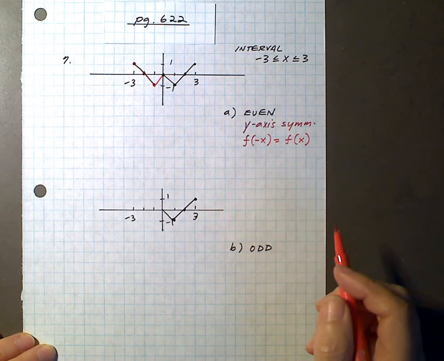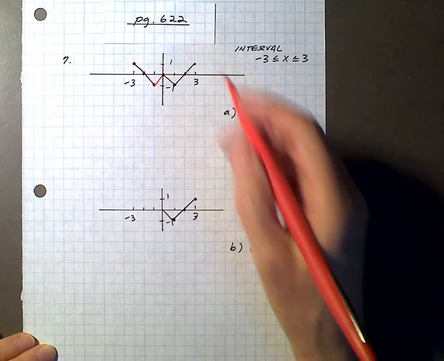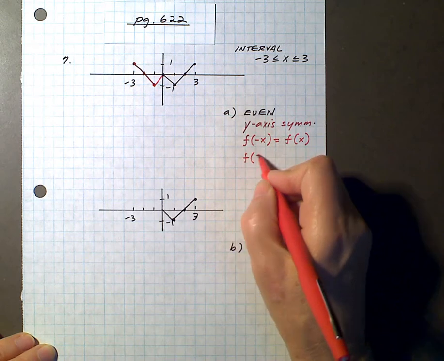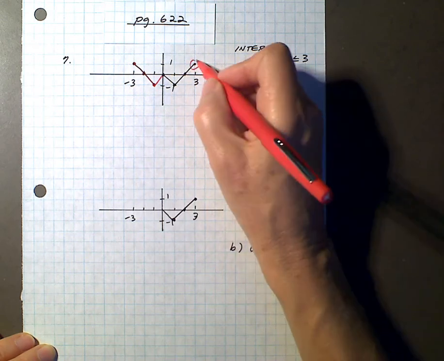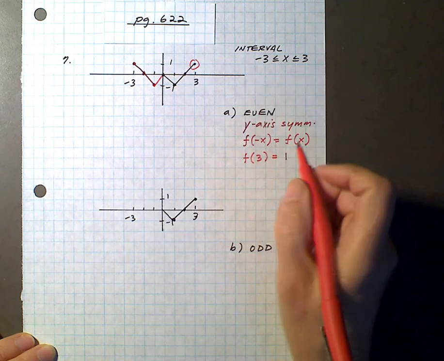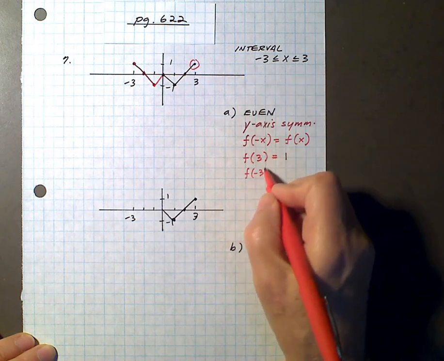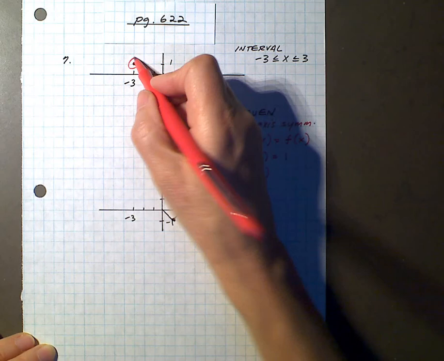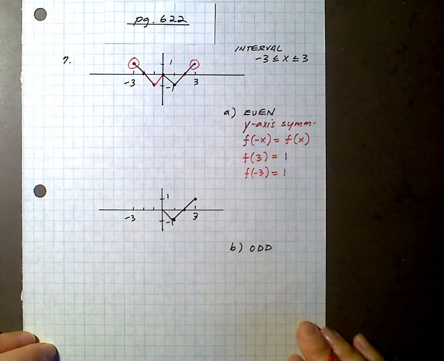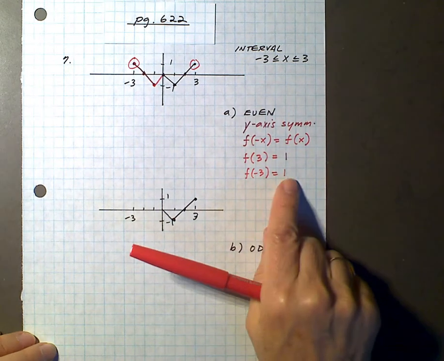So as an example, if I start off and I say, well, f of 3 in this function of +3 is 1, then f of -3 should also be 1, and it is. So opposite input, same output, even function.